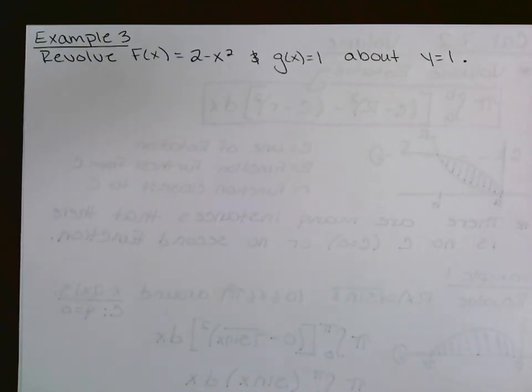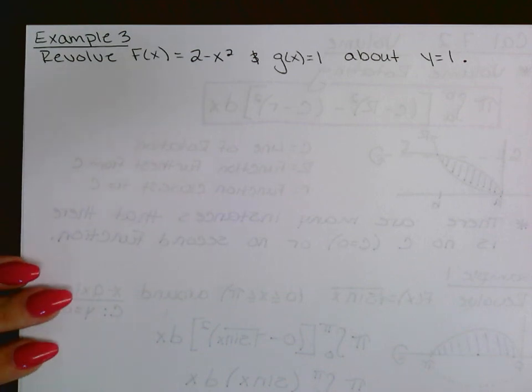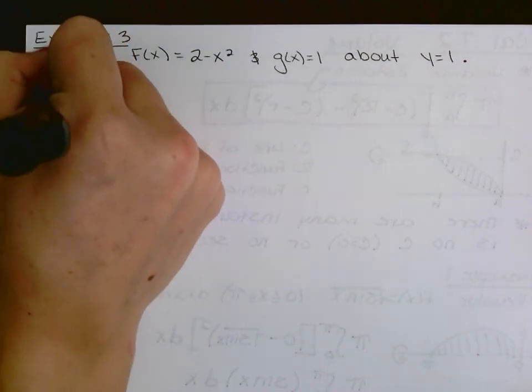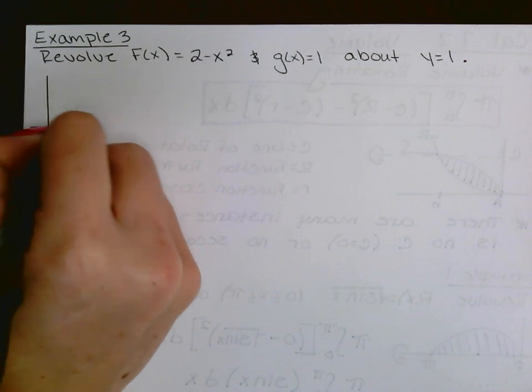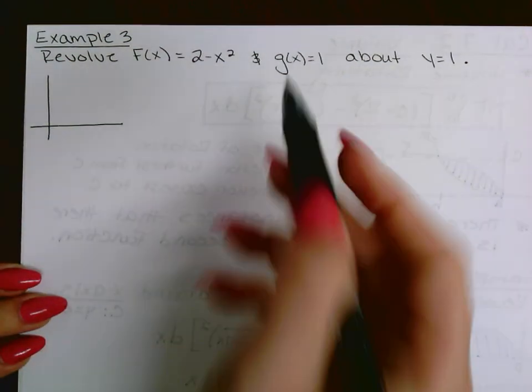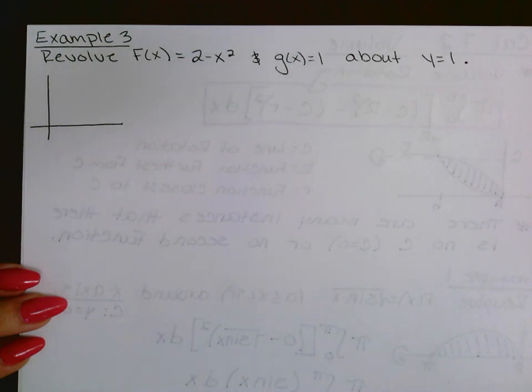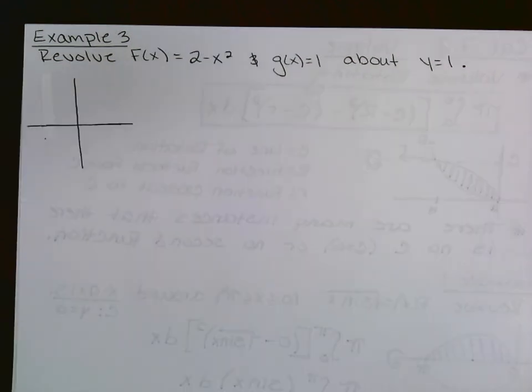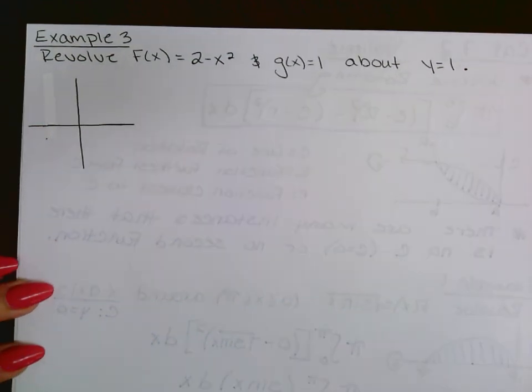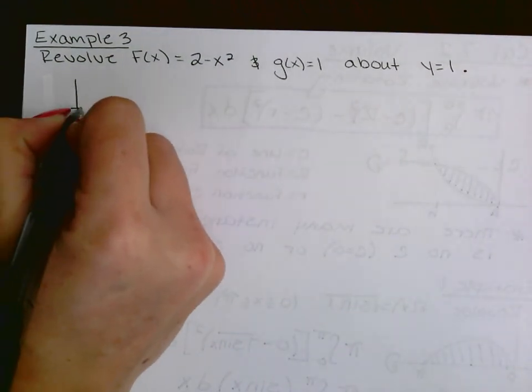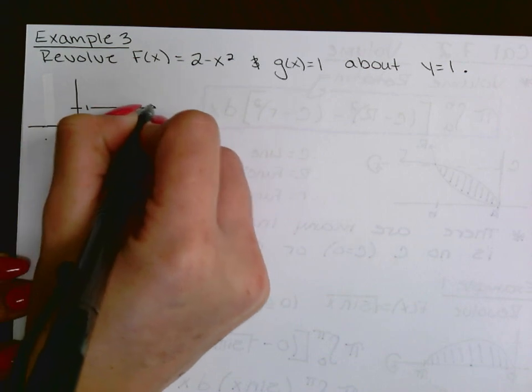All right, let's look at this third example. Revolve f of x and g of x around the line y equals 1. Okay? So, g of x equals 1. What does that look like? Sorry, hold on. I'm going to fix my image here. All right, I fixed my image. So, g of x equals 1 is a line at y equals 1. Right? So, if this is 1, then it's just a line that shoots out.